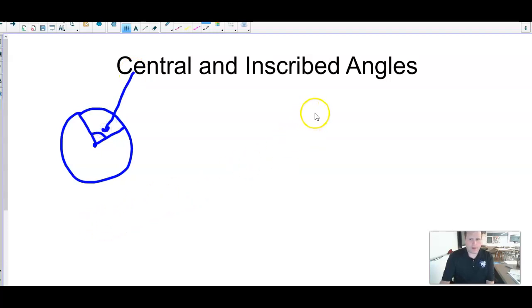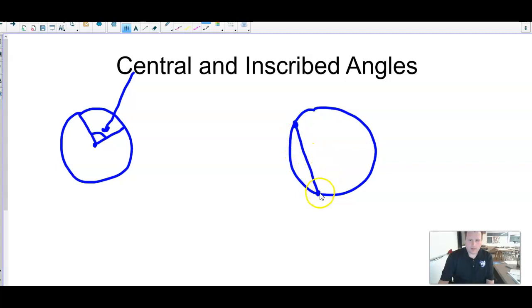Okay, and then an inscribed angle is when I take two chords. A chord is going to run not through the middle, unlike the radius. A chord is just a nice little line here, and then another chord, and join them on the outside. So now all three points are on the outside instead of two on the outside and one through the center. This is what we call an inscribed angle. So I've got my central angle here, and my inscribed angle here.